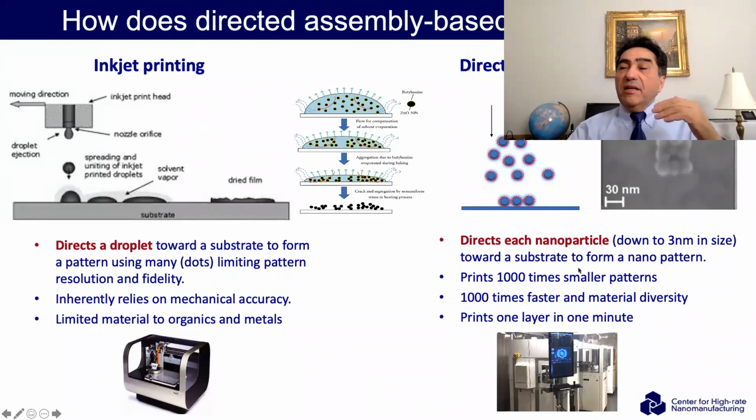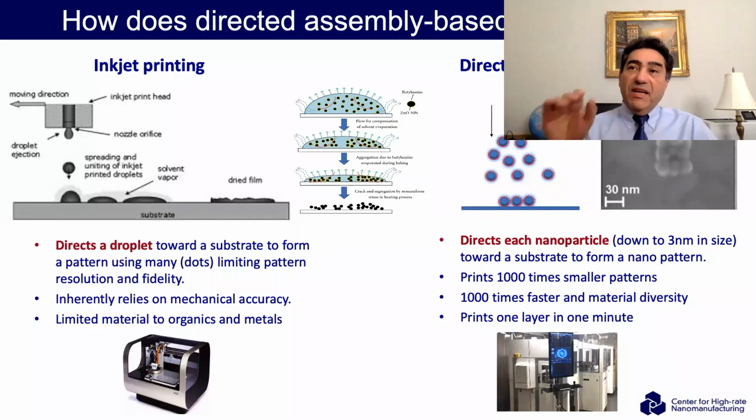So basically, you can print 1,000 times faster. In some cases, about 1,000,000 times faster than inkjet. You can print 1,000 times smaller than inkjet. The best inkjet you can buy today is 10 micron. We can go down about 1,000 times smaller. You can print 1 layer in 1 minute, a whole layer. There's no inkjet that moves back and forth. 1 layer takes 1 minute. It doesn't matter if it's nano or micro scale.